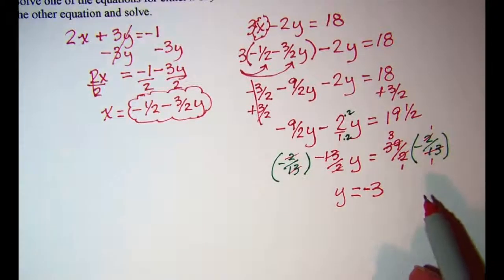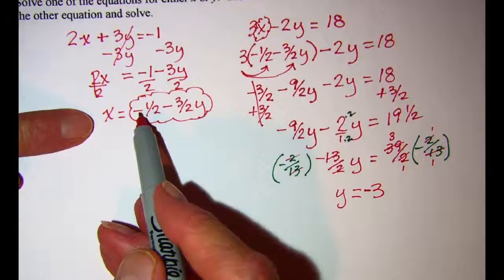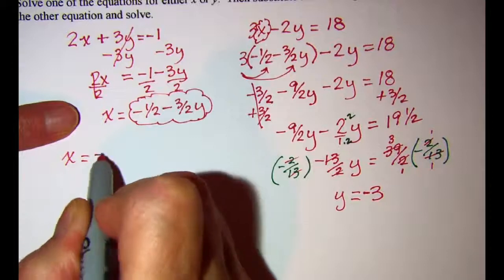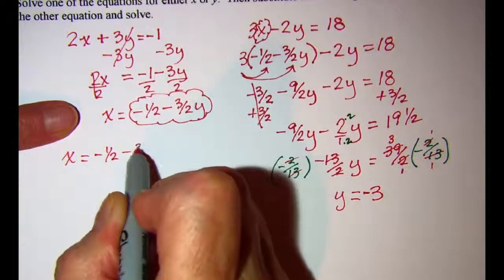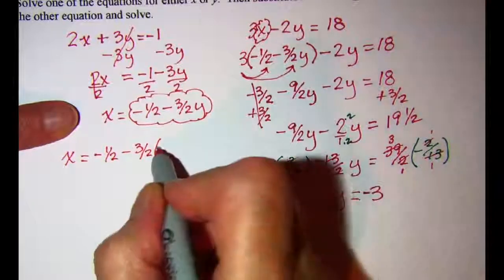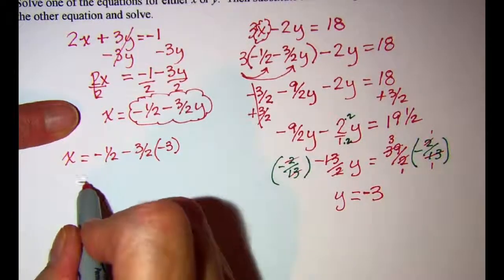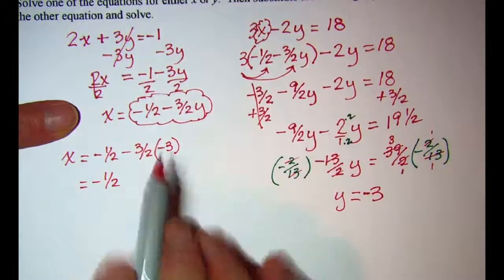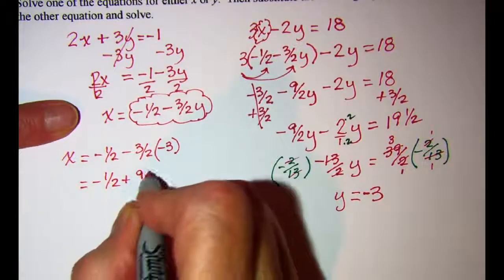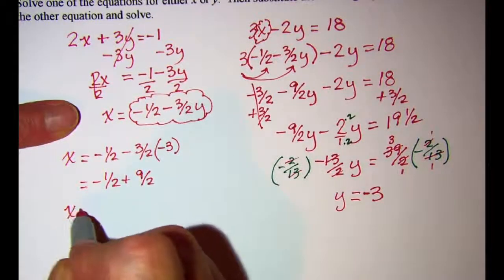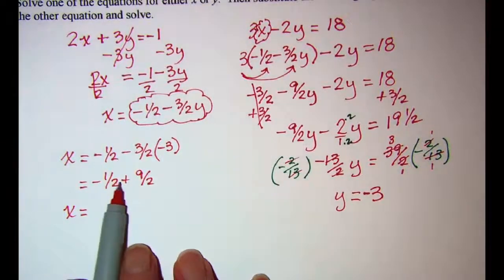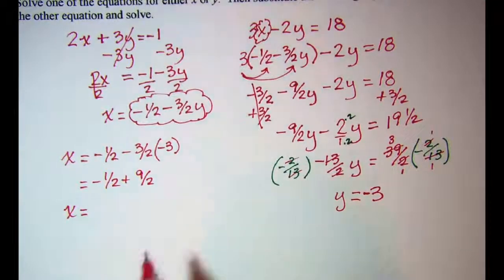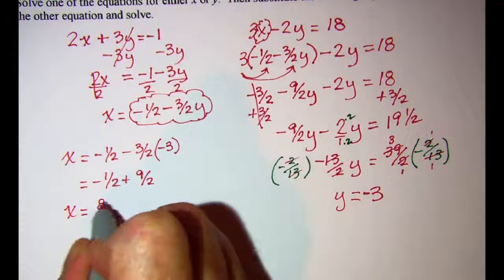Alright, then I can put that into this equation to find my x. So my x is going to equal -1/2 minus 3/2 times -3. So -1/2. -3/2 times -3 is a positive 9/2. So x is equal to positive 9 halves, subtract 1 half will give me 8 halves, which is 4.